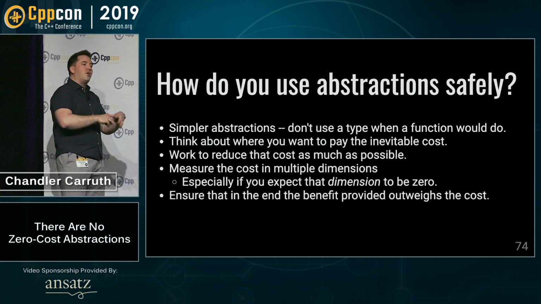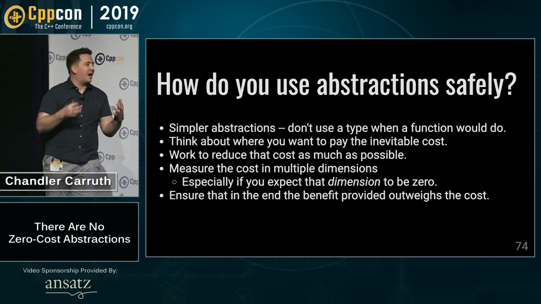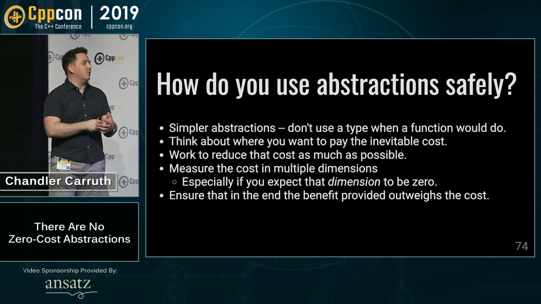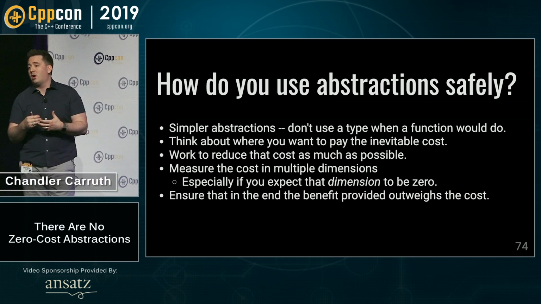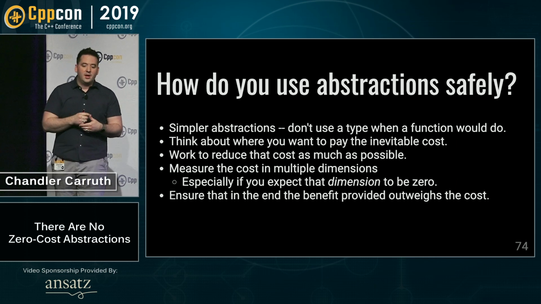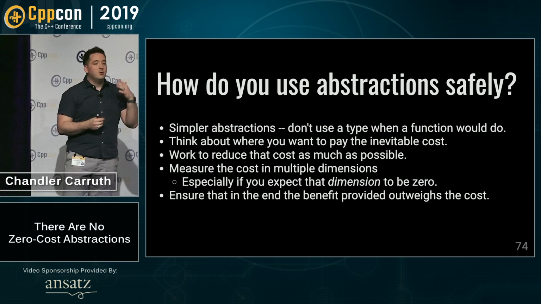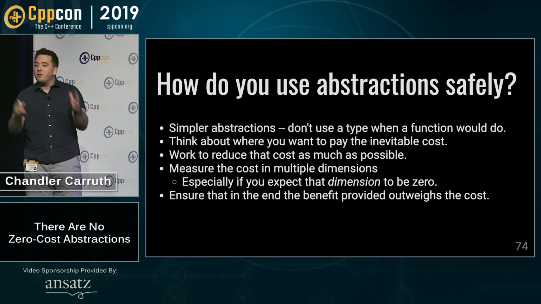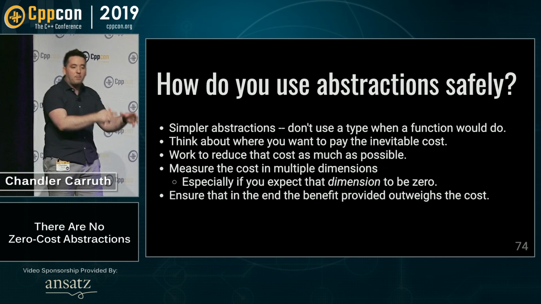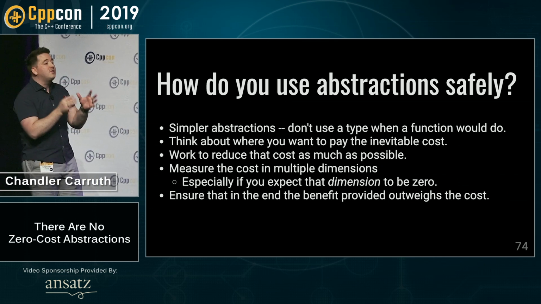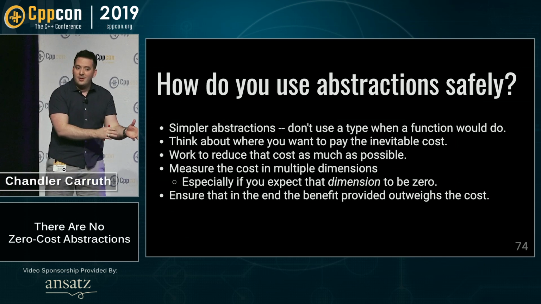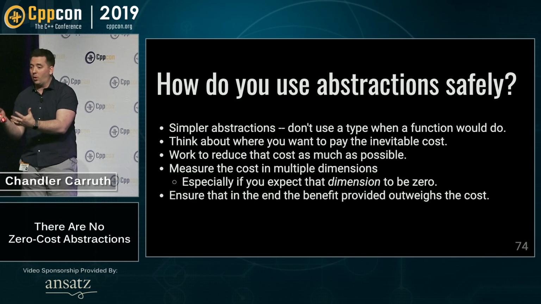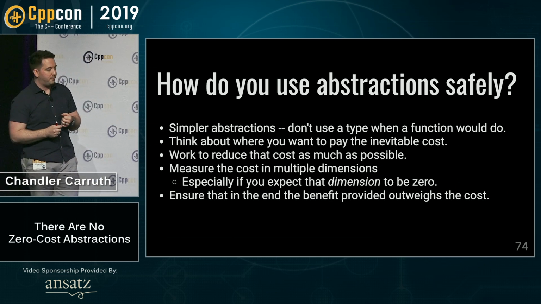So I want to make sure you all have some concrete things that I think you should follow whenever you're trying to use an abstraction and you don't want it to become a problem. You don't want the cost to outstrip the gains. Number one thing, use a simpler abstraction. Don't use a type when a function would do just fine. Don't use a template when a function would do just fine. And please don't use generated code when a simple function, or even a template, or even metaprogramming would work. Don't go all the way to generated code.